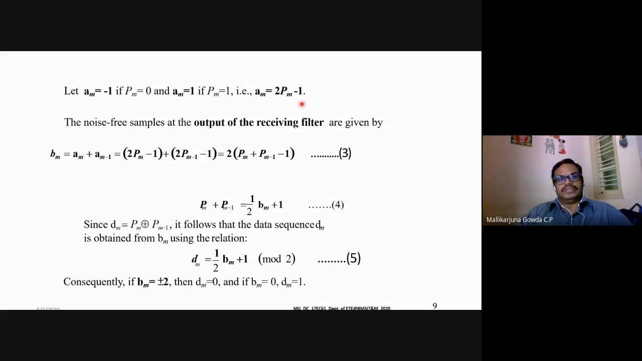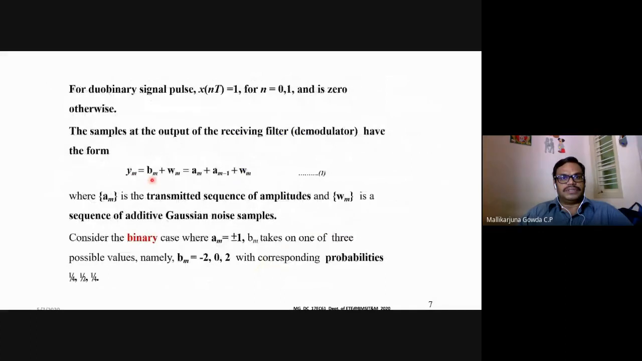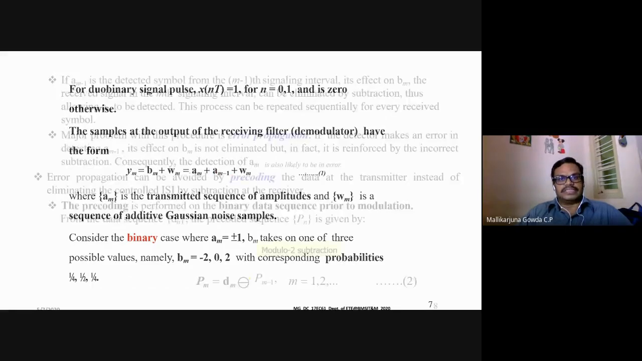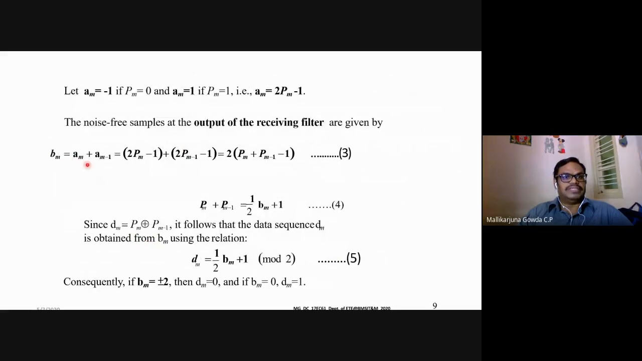So with that, the value of Am will be equal to 2Pm minus 1. Let me consider first the receiver side without the effect of noise. I'm assuming that the additive white Gaussian noise is 0. Without the effect of noise, what will be the output of the receiving filter? I can write it as Bm, as I already wrote this equation: Ym is equal to Bm plus noise, where Bm is Am plus Am minus 1. Here I'm considering the noise to be 0. So I'm writing Bm as Am plus Am minus 1.